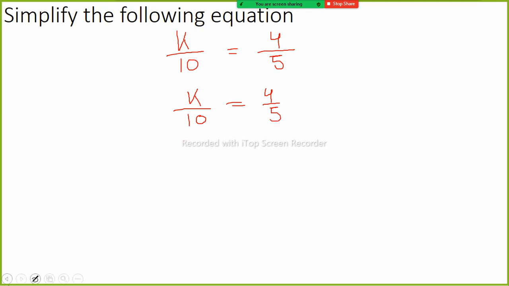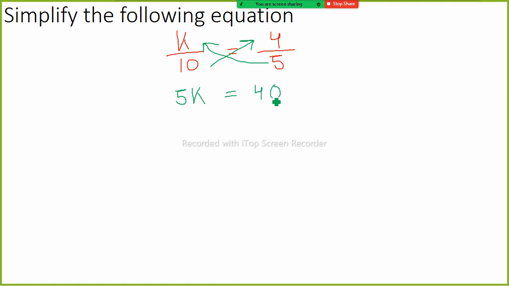Kiara Lenton, what must we multiply the 5 by? K. Okay. Jonathan, what must we multiply the 10 by? 4. Very good. So 5 times k, 10 times 4. That's going to give us 5k, which equals, what is 10 times 4? 40.